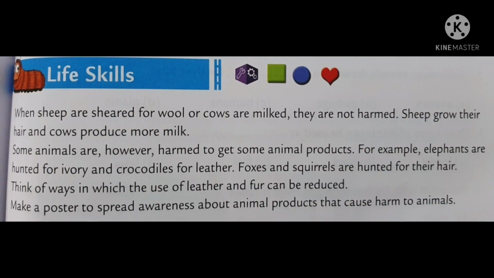Dear students, we get a best moral value or life skill from this chapter. When sheep are sheared for wool or cows are milked, they are not harmed. Sheep can grow their hair and cows produce more milk again and again. But animals like crocodile or elephant, when we take their skin or ivory, what will happen? It is very harmful to them. So we have to think of ways in which the use of leather and fur can be reduced, because animals are also our friends like plants.